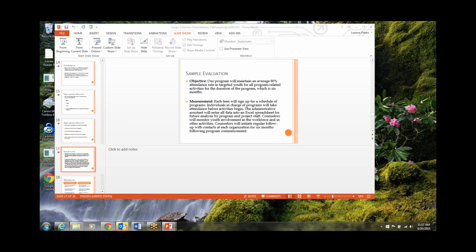It seems obvious when you're writing something. It's like, oh, well, they should know that they will enter the data into Excel. As a reviewer, that's awesome. I want to read that and be like, okay, they know exactly what's happening with those numbers. And they know who's doing it and who's responsible for it, that administrative assistant. And then what are they doing with the data? They will initiate follow-up. They will have future analysis of the program. So it's all in there.